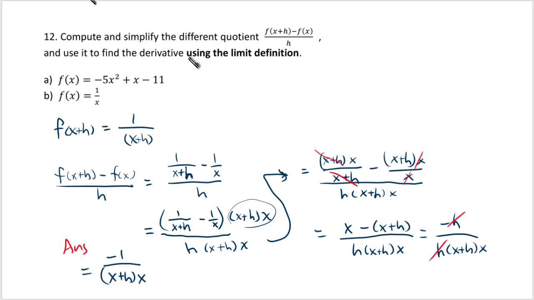Now, since it's asking for using the limit definition, find f prime of x. F prime of x is the limit as h goes to 0 of the difference quotient.